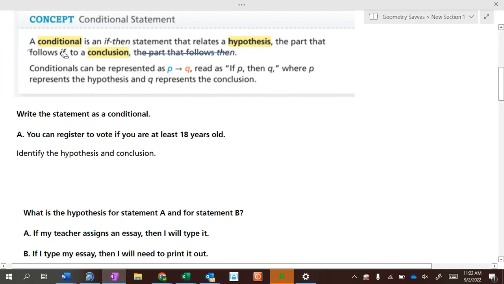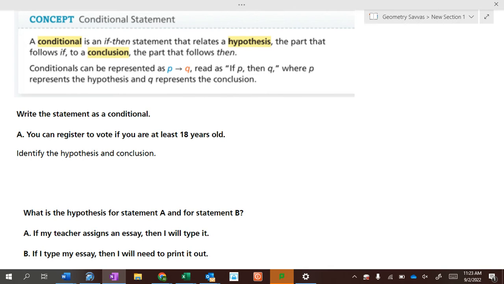Now, the hypothesis is the if part of the statement, or the part that follows the if. The conclusion is the part that follows the then. So when we read a conditional, we read it as if P, then Q, where P is the hypothesis, then Q is the conclusion. All right. So those are your vocab words at the start.